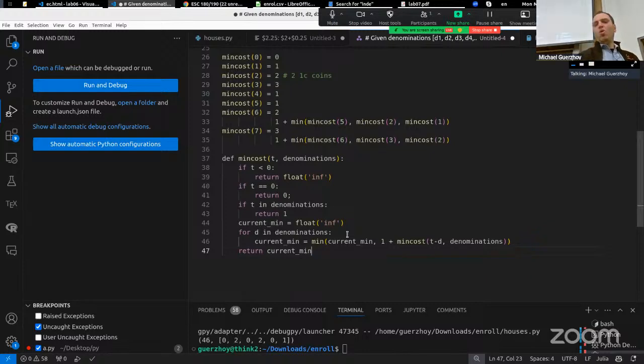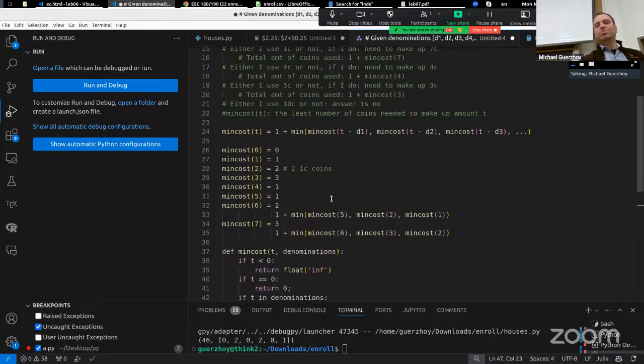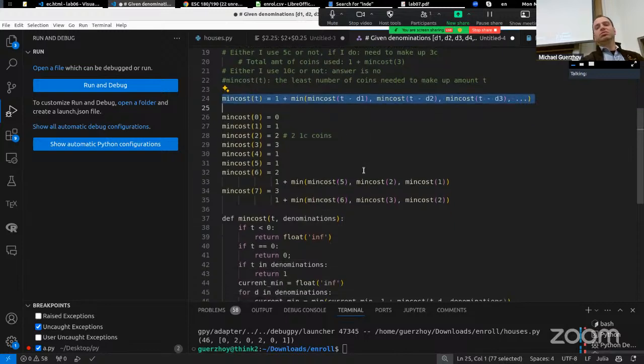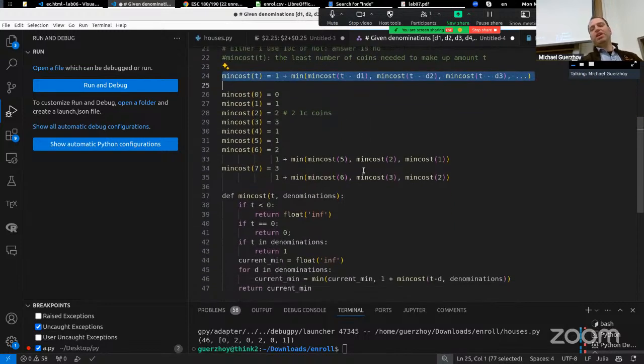So this is just the Python expression of this. I'm just trying every possible thing. The only thing is it would be annoying to have to say, if t is greater than some denomination, then just ignore that. So instead, if you end up with a negative amount, just say that that's infinity coins to make up, so that you don't think it's possible, because you want the exact amount. Make sense?